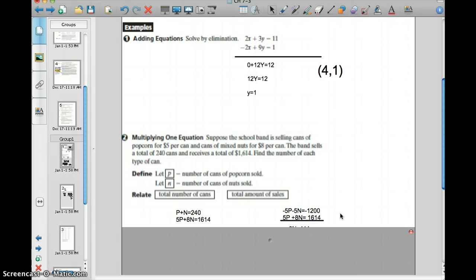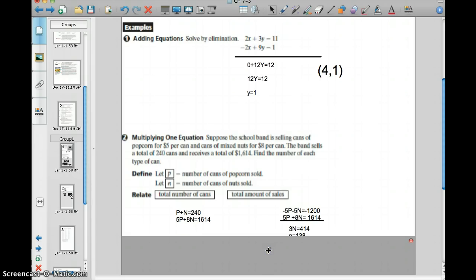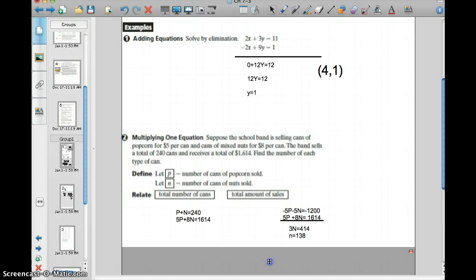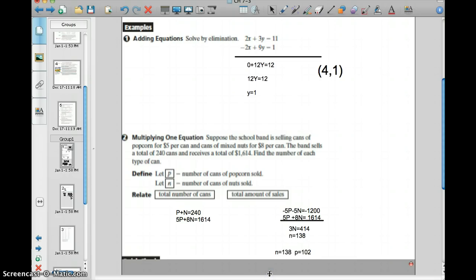Now we can solve the system by elimination. We're going to add the two equations together. Notice how I set everything up into columns. And I'm left with 3n equals 414. Well, that means n is going to be 138. So if we sold 138 cans of nuts, that leaves us with 102 cans of popcorn.